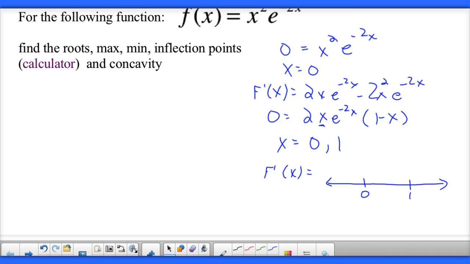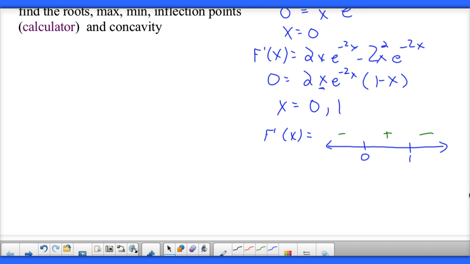Okay, let's go ahead and test some numbers. If I put in negative 1, it'll make the first part of this negative, the second positive. So that would be a negative. If I put in a half, that'll make both quantities positive. And if I put in 2, that'll make the second quantity negative. So the whole thing will be a negative. Now, as we're doing this, it looks like 0 and 1 are going to be our max and mins.